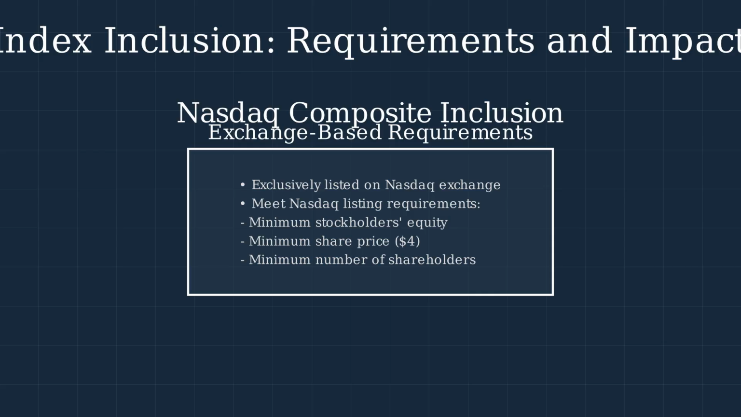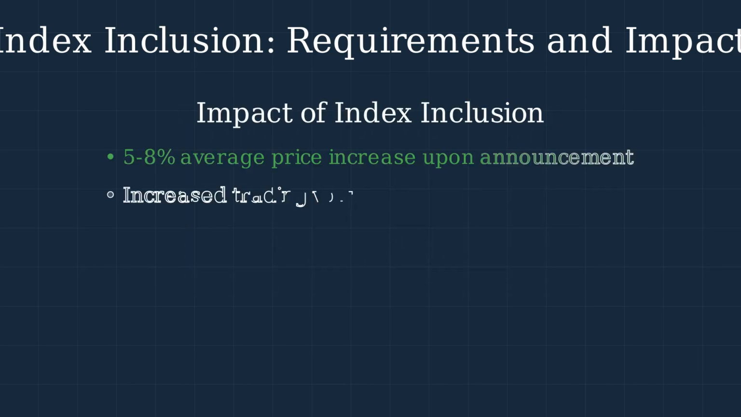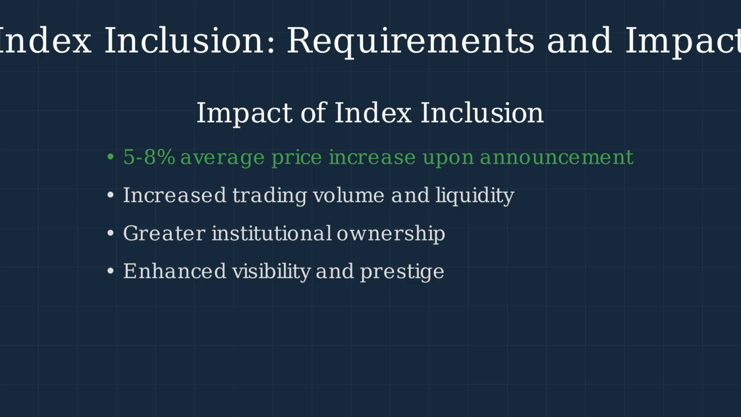These requirements include minimum stockholders' equity, maintaining a share price of at least $4, and having a minimum number of shareholders to ensure adequate market liquidity. Regardless of which index a company joins, inclusion typically results in increased visibility, trading volume, and often a sustained boost in stock price due to ongoing demand from index tracking funds. As we've seen, index inclusion requirements vary widely, but the benefits to companies are significant across all major indices.